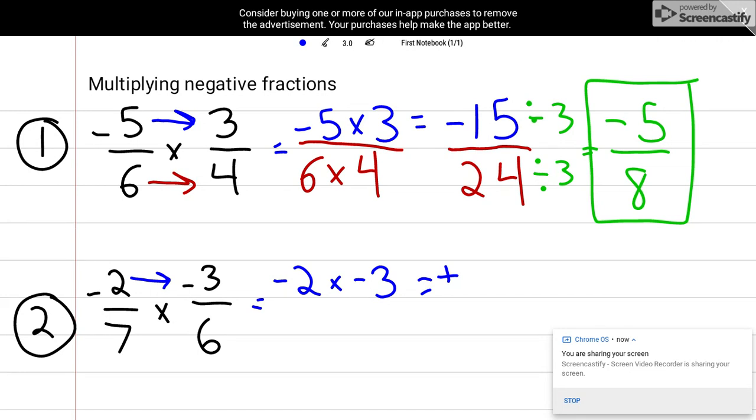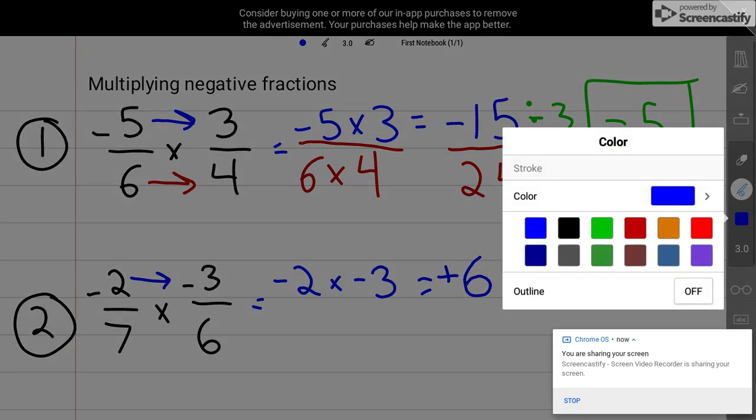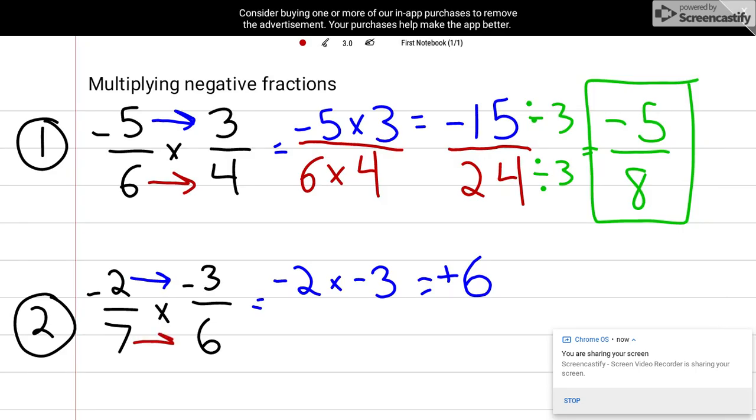You don't need to put the plus there. If it helps you, that's great. I'm going to leave it for this tutorial. So I'm going to have a positive 6. Let's look at the bottom. 7 times 6. And remember, they're both positive because I already multiplied with those negatives. And that's going to give me an answer of 42.